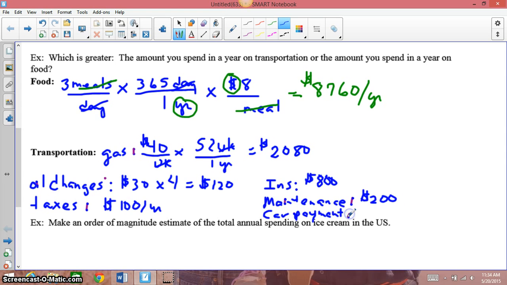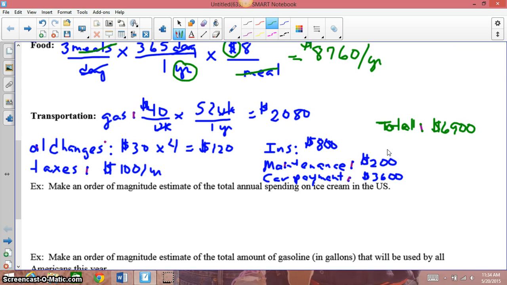And I'm going to say, roughly average car payment $300 times 12 months, so $3,600 per year. Total then, after adding all of these values together for a car, it's supposed to look like total would be $6,900. So you can see the example here that I'm showing that food would cost more. Look down at another example.